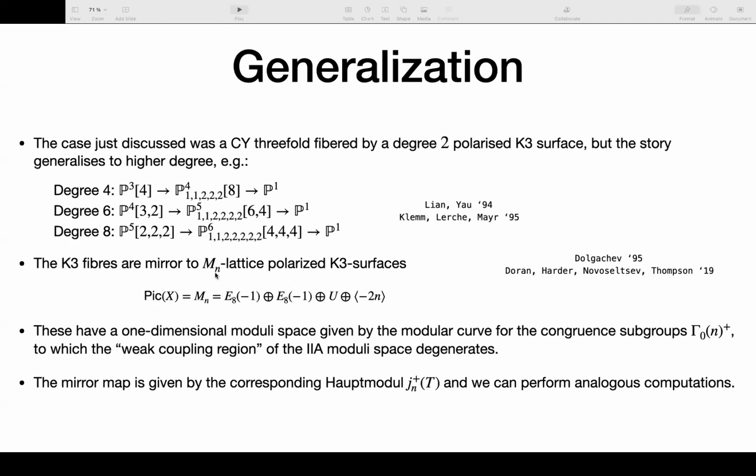And it's known that these M_N lattice polarized K3 surfaces have a moduli space, which is just isomorphic to a congruence subgroup of SL2. And the story I just discussed generalizes in the following sense. We have this congruence subgroup, and the moduli space in type 2A degenerates into a quotient of the upper half plane by this congruence subgroup in the so-called weak coupling region, where the heterotic dilaton is large. Now, the mirror map is given by the corresponding Hauptmodul, and we can perform completely analogous computations and map everything explicitly.